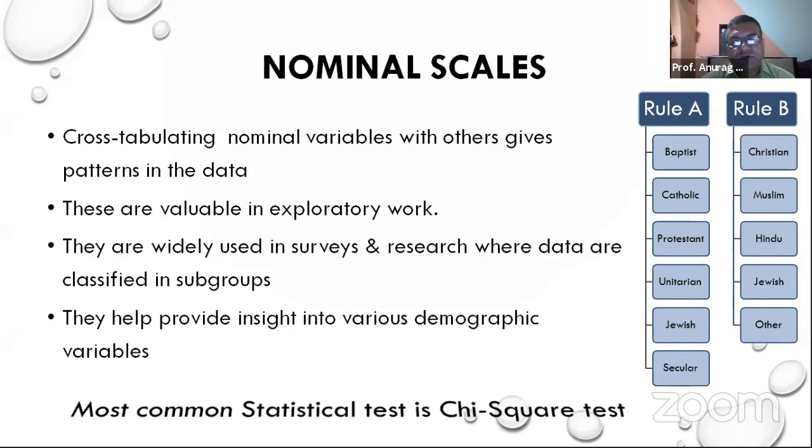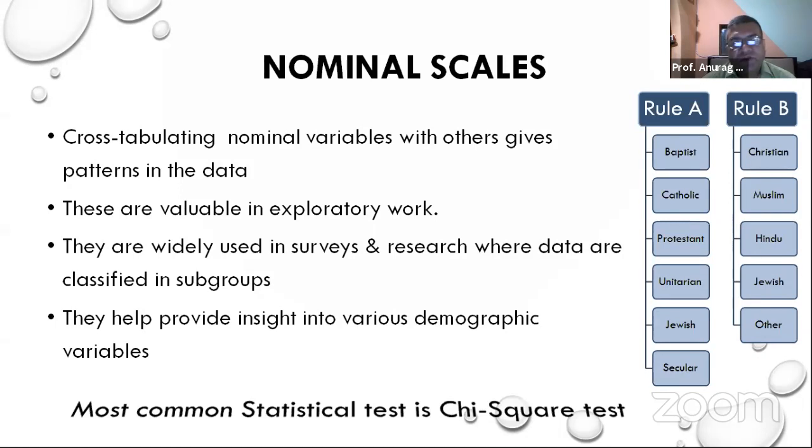Suppose northwest, east, south. And I want to see the performance of various political parties, suppose BJP, Congress, and others. So in my rows, I've got 4 zones. In my columns, I've got 3 parties. It is a 4x3 matrix. And this is what I mean by when data are classified in subgroups.